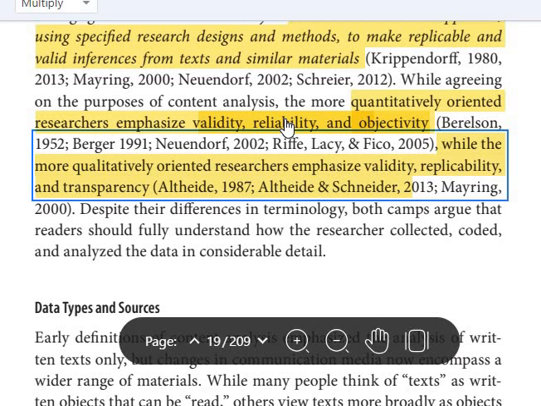Reliability in quantitative content analysis means that if you want to conduct the study again, you would have the same results. That's why it's called reliability. You have to get the same results as the first results that you received in your first research. Okay, what about the data types and sources?